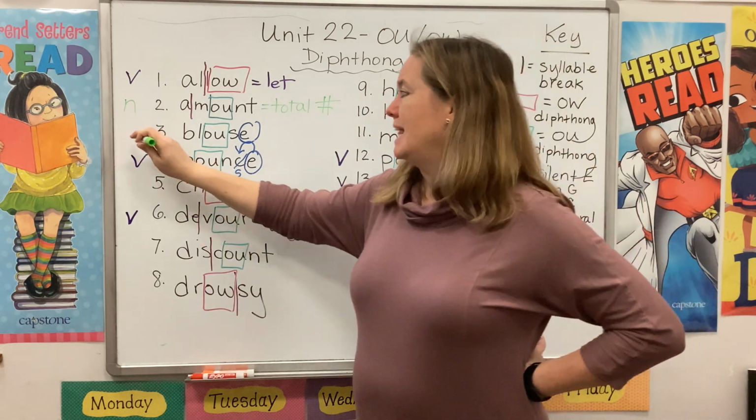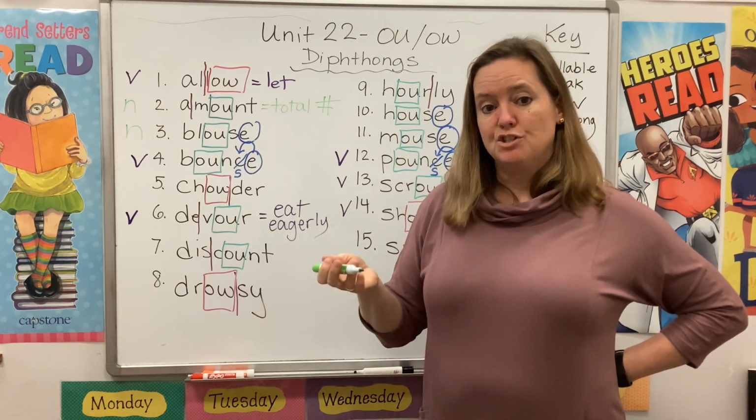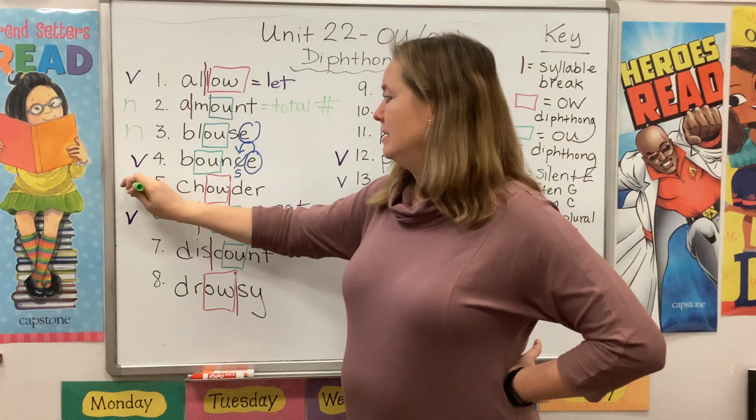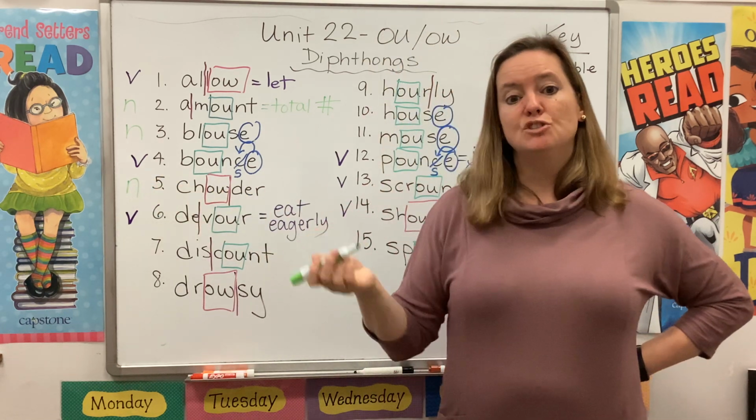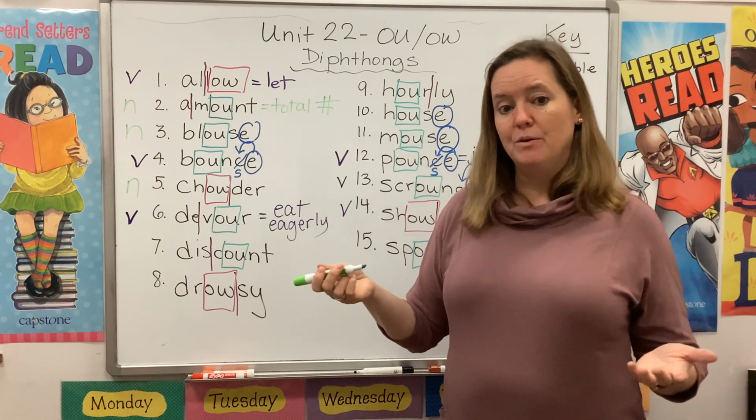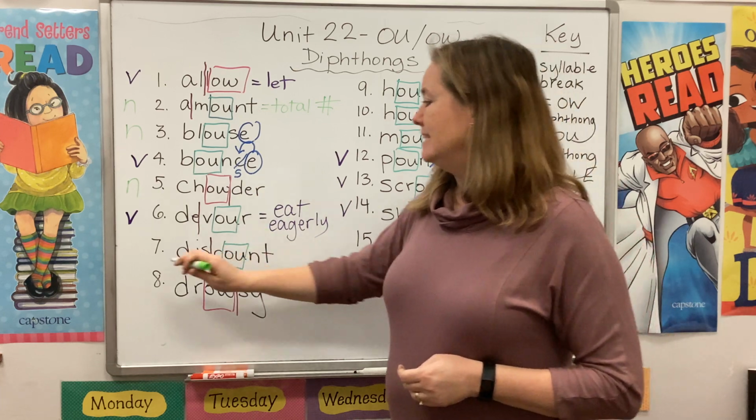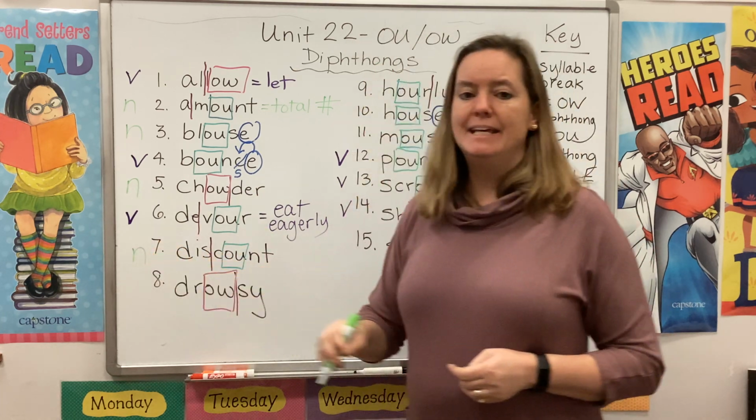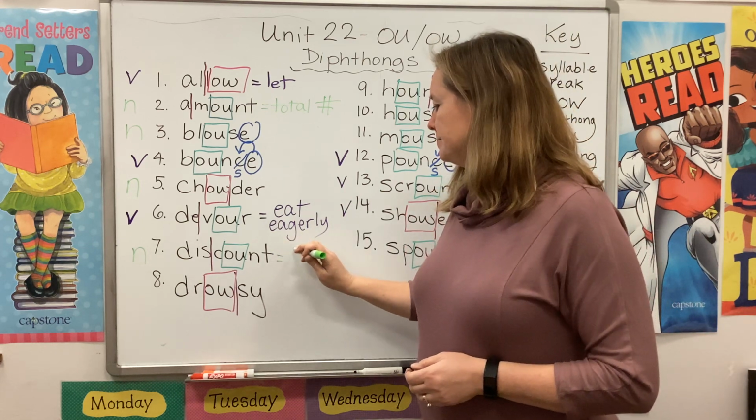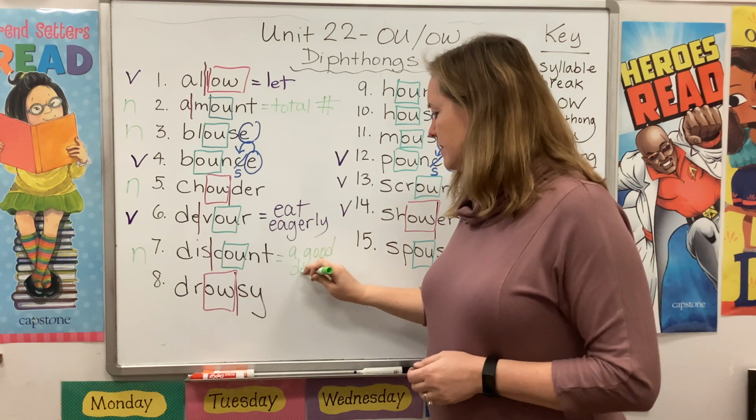Okay. A blouse is a button-down shirt. It's usually a dressy shirt that a woman would wear. Chowder is a thick soup. There's clam chowder, there's corn chowder. So it's a nice food. A discount is like a deal. Because you get money off.